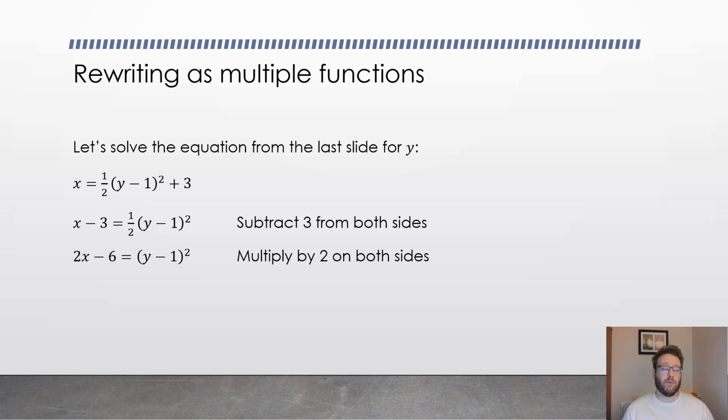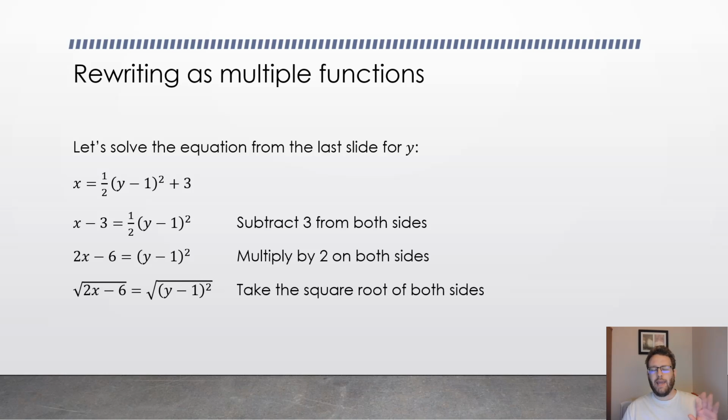You then are going to square root both sides to get rid of the square above y minus 1 squared. And it's worth noting that if you ever have to take a square root of a square, what you have left inside is always an absolute value.